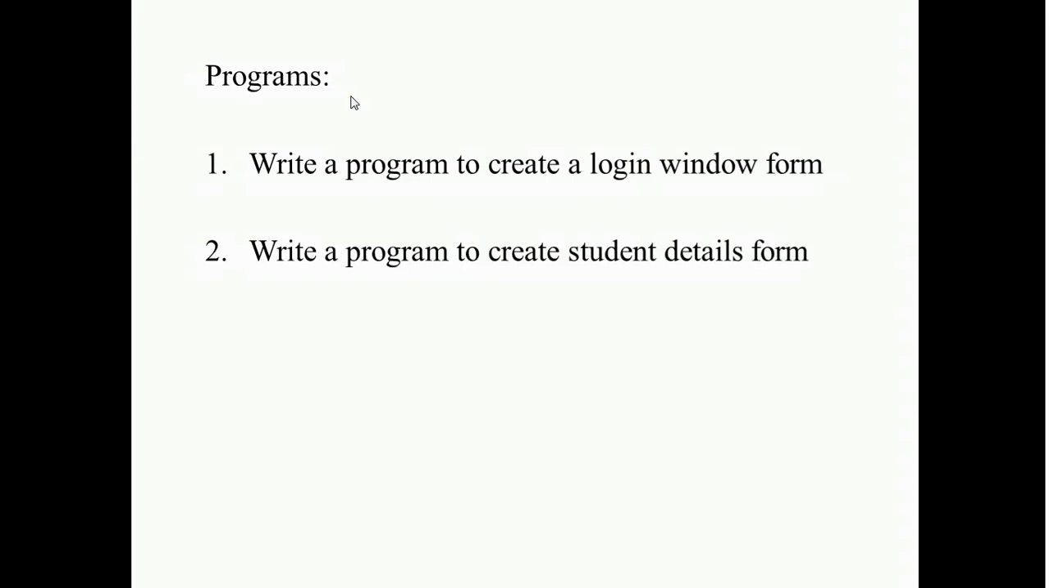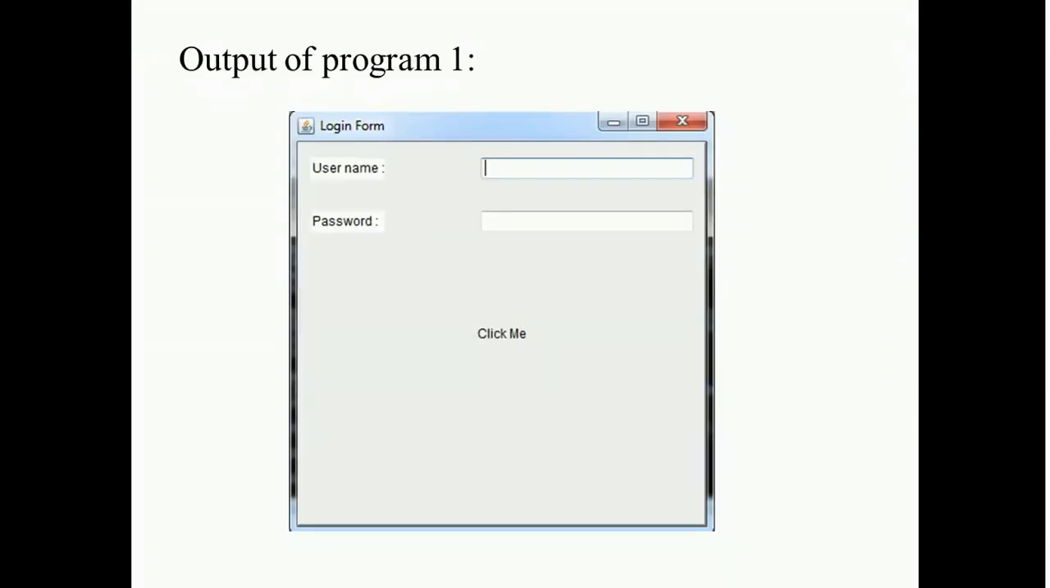Now see some examples or programs. Using the AWT controls, we create a login window form and we see how to create a student details form. Now see the first program. In that, this is the login form. Now see how to create a login form. In that we need labels, username and password, 2 text fields and 1 button. Let us see how to create a login window.